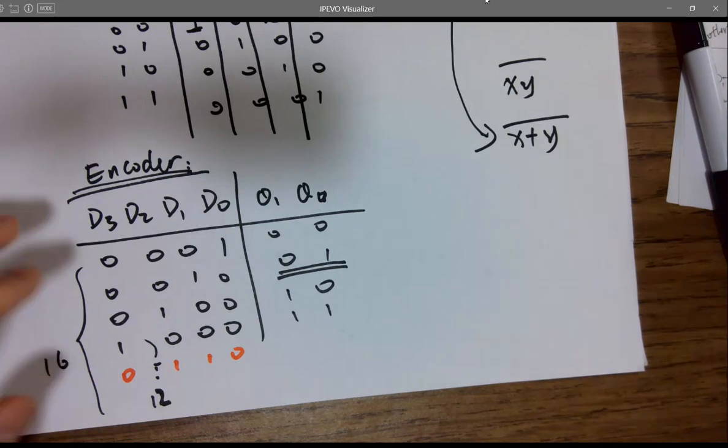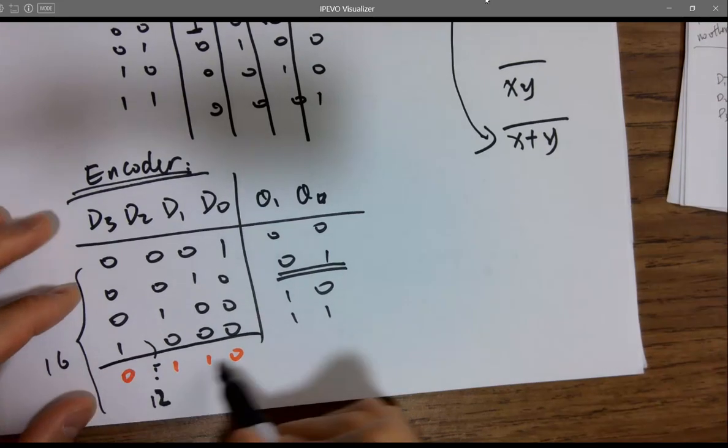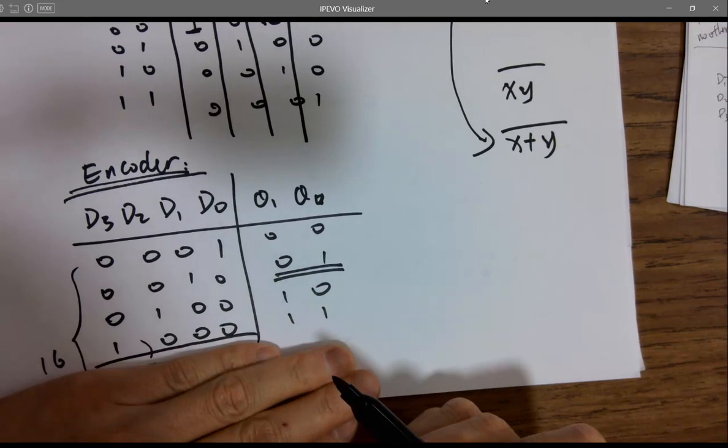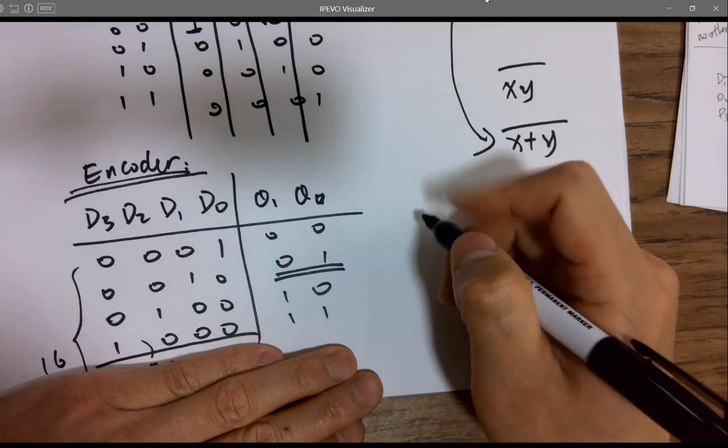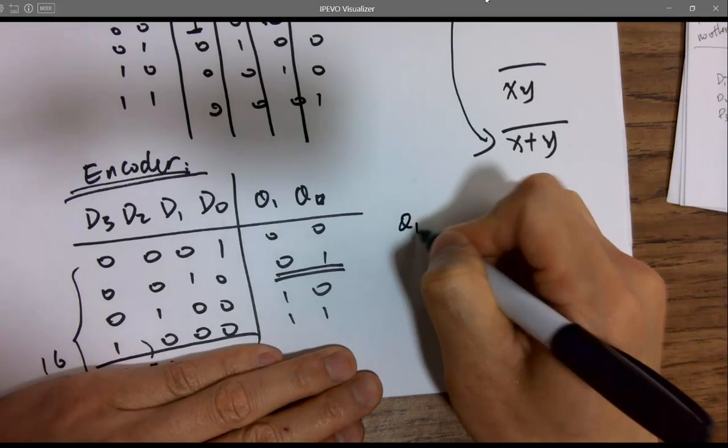So let's write down the digital circuit, not considering this input here for now. For Q1, what is Q1?